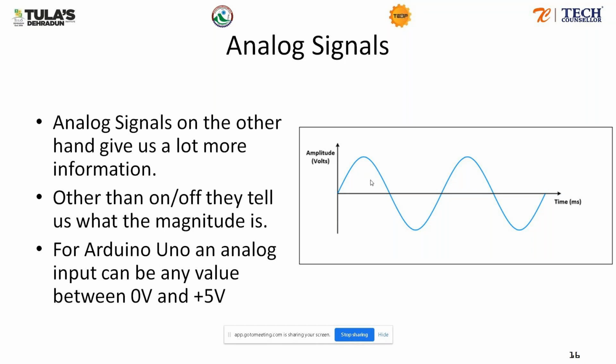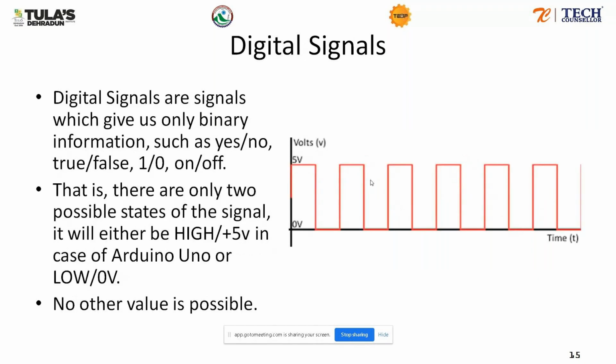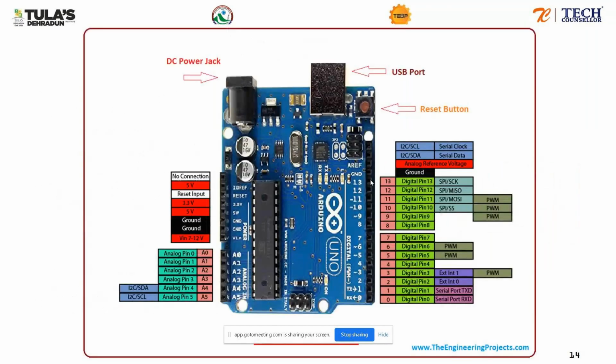There are two types of signals, as I told you, digital and analog. There are 6 input pins for analog signals, and 14 pins for digital input and output if we include everything. So the same pin, let's say pin number 10, can be used to give an output and it can also be used to take an input from the outside world. Both are possible. Analog pins can be used to take an analog input. They can also be used to give a digital output.